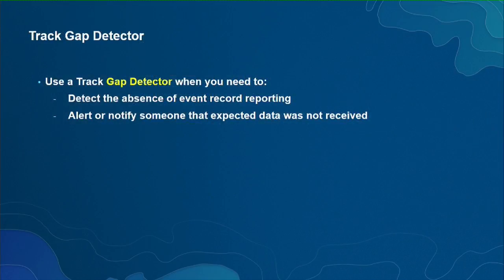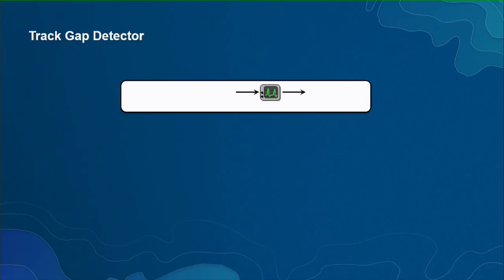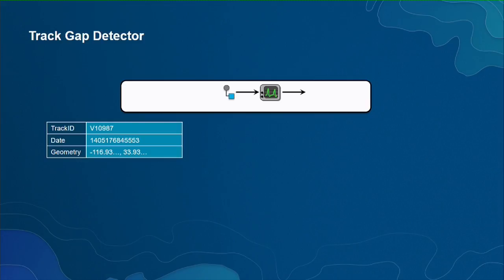Now, the track gap detector simply keeps track, maintains sort of a state and a memory of each distinct track ID that it is tracking. And if at some point a certain period of time that you configure passes without it receiving an update from that track ID, then that triggers a track gap event. And so to illustrate this, we receive a message from a sensor. It has a particular track ID. This happens to be Victor 10987.